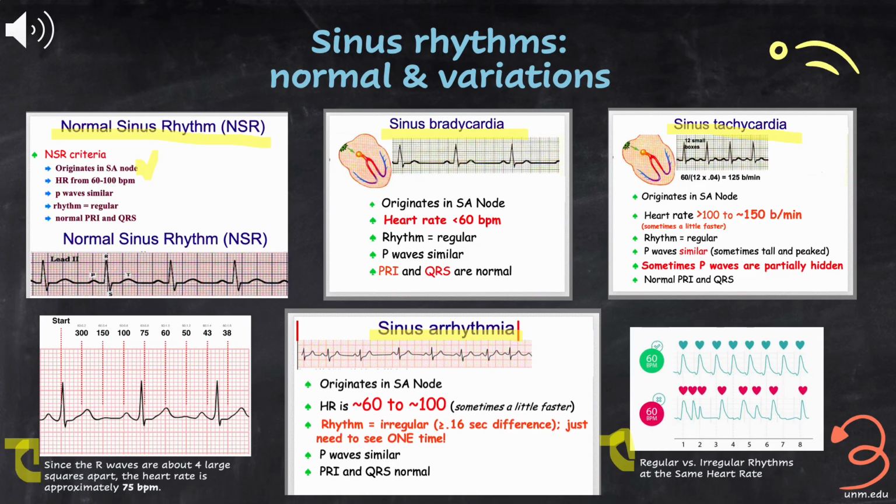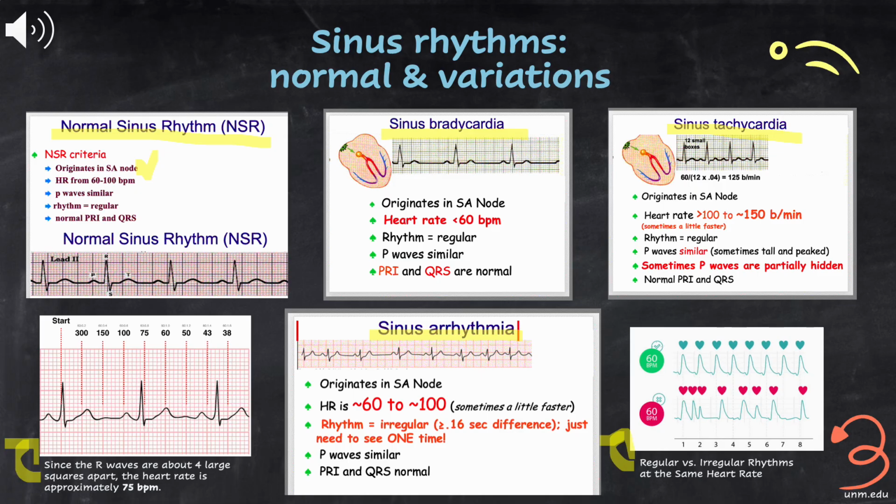Let's move on. This slide reviews sinus rhythms, including normal sinus rhythm and its common variations. Sinus rhythms are important because they represent the heart's baseline electrical activity. All sinus rhythms originate from the SA node, which is the heart's natural pacemaker. Because of this, sinus rhythms generally maintain organized conduction, but variations in rate can still have important clinical effects.